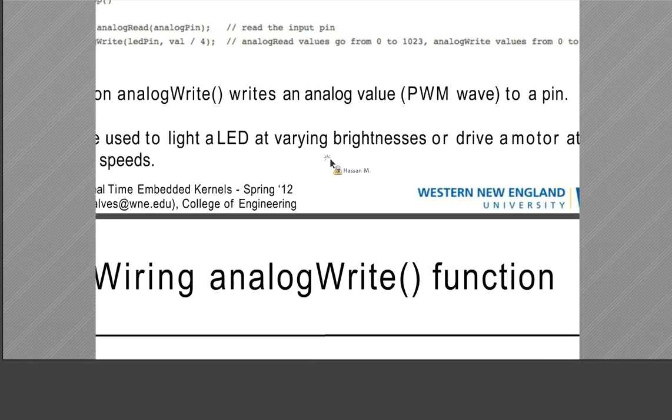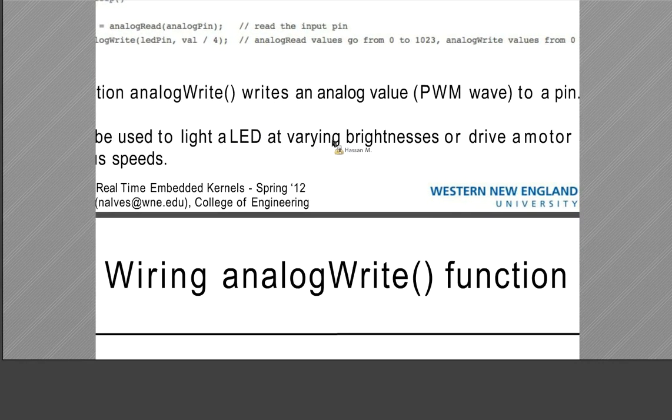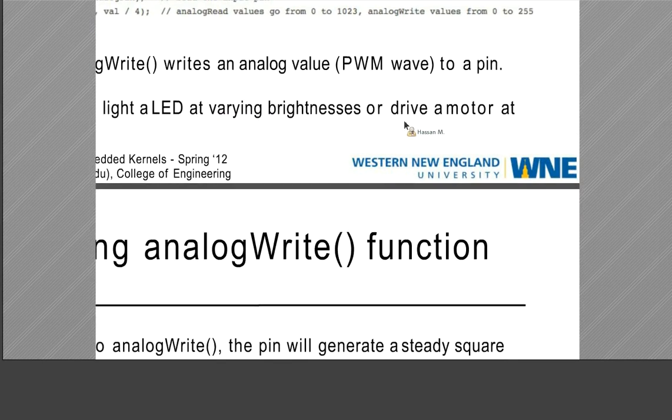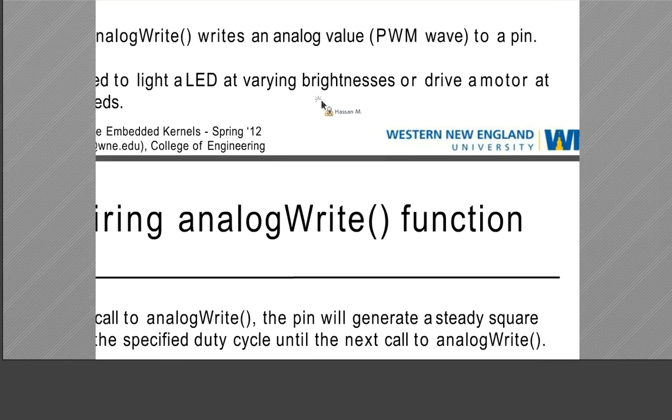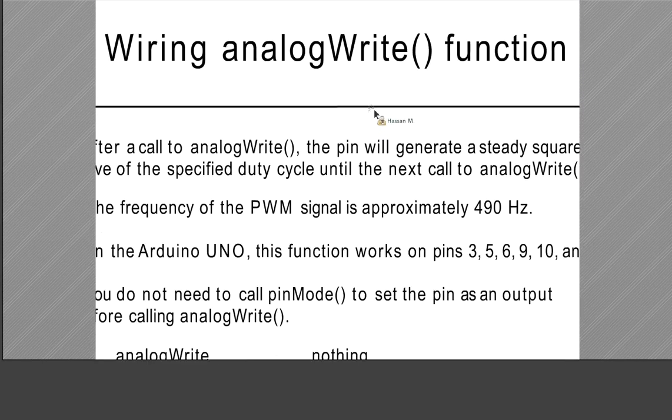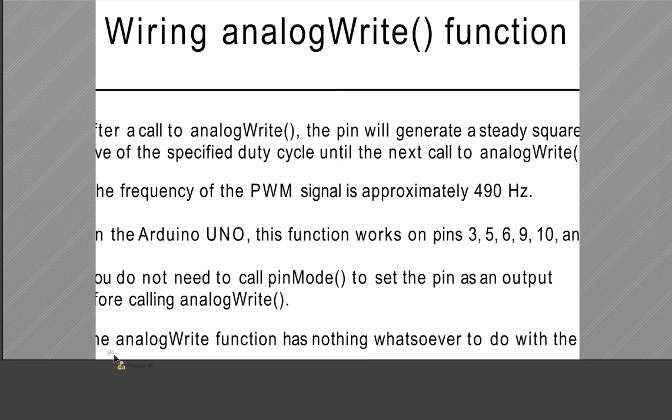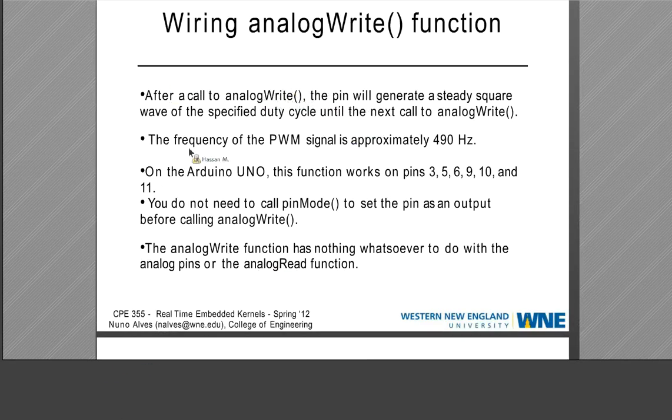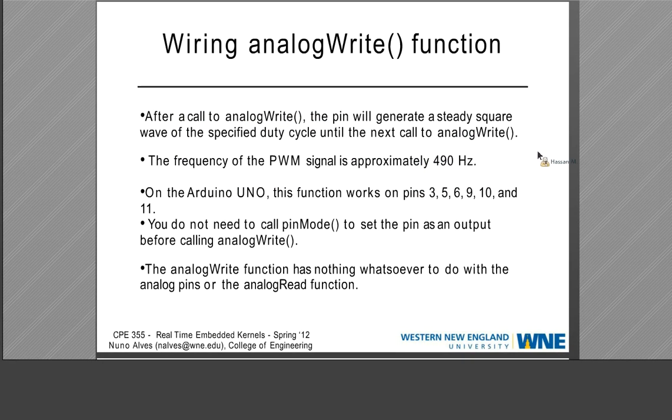It said LED, varying brightness of LED and controlling speed of a motor. We can use PWMs. Okay, here I zoom out it. Here some good items. The frequency of PWM signal is approximately 490 Hertz. Okay. Previously we said about controlling duty cycle, not about frequency of PWM.